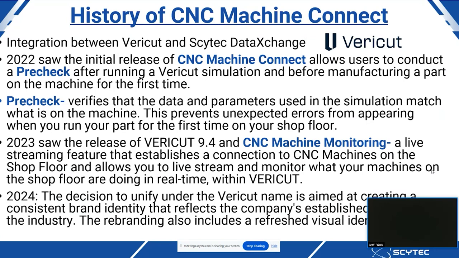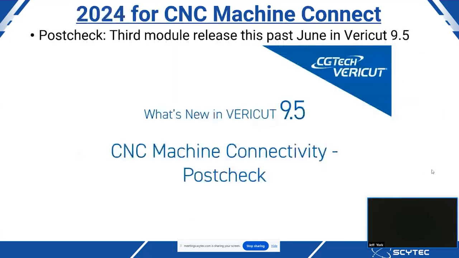In 2023, we saw the release of Vericut 9.4 and the second module in this integration, which is CNC machine monitoring. CNC machine monitoring is a live streaming feature that establishes a connection to CNCs out on your shop floor and allows you to live stream and monitor what your machines are doing in real time within Vericut.